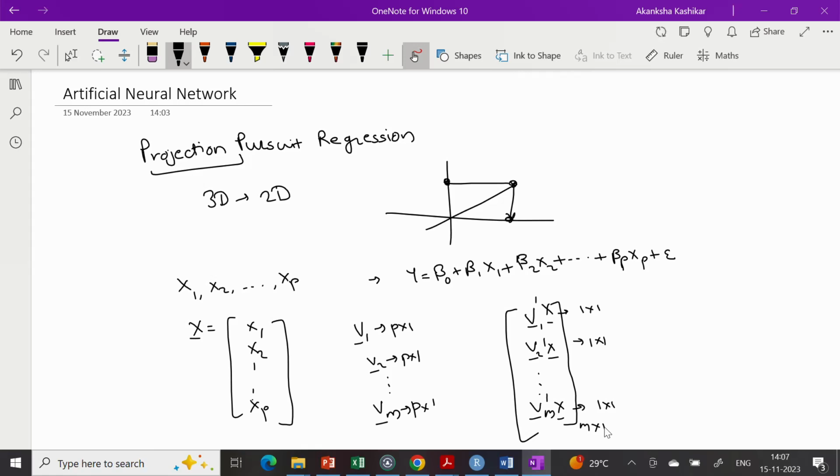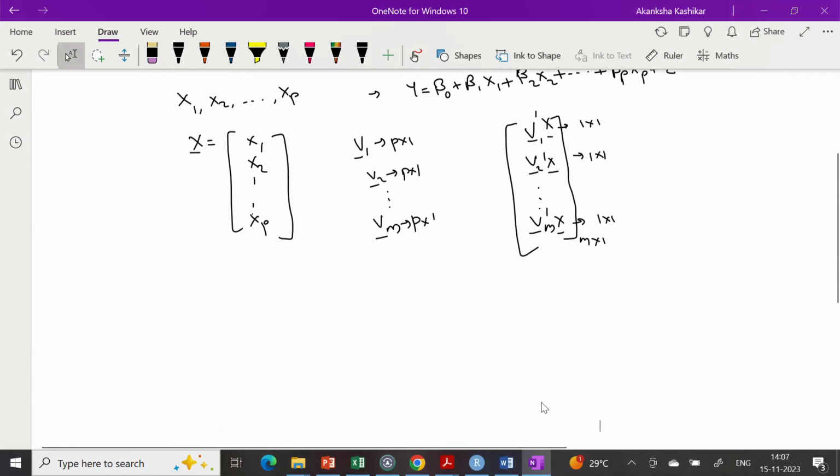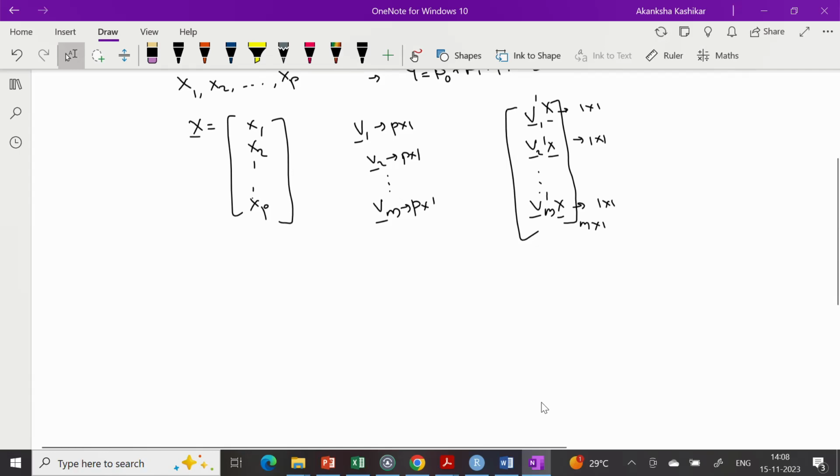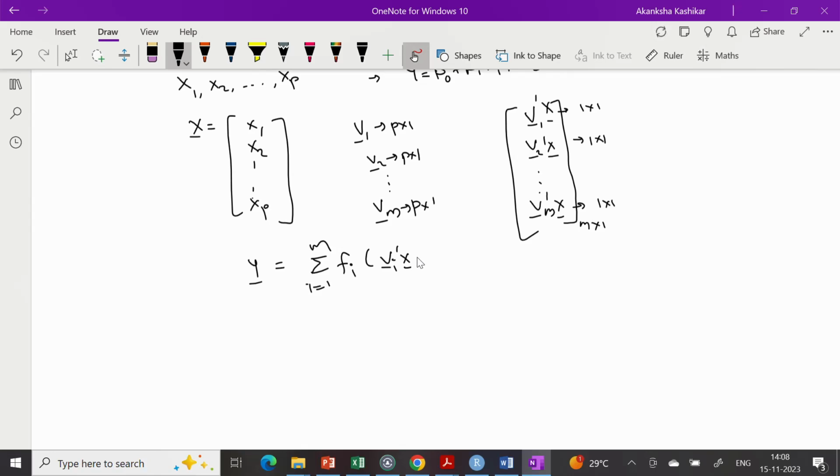In fact, PCA is one such example. v1 is the first eigenvector, v2 is the second eigenvector, and vm is the mth eigenvector. So PCA is one classic example of such projection. We first convert this, and then we define y as the sum over i going from 1 to m of fi of vi prime x, plus epsilon, where this fi can be any function.